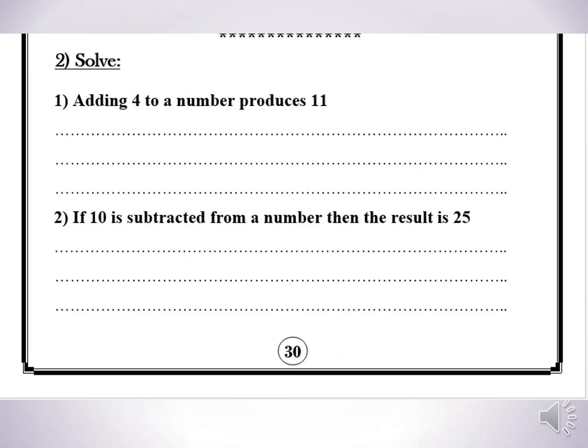In number 2, I have solved. 1. Adding 4 to a number produces 11. Adding, this is a keyword for plus. 4, this is my number. To a number means any number, a variable. I don't know it. And produces 11 means equal. And 11, this is my answer. So I have to change this into an equation, to write it as an equation. So it will be 4 plus, you can write any letter, any variable, x for example, equals 11.